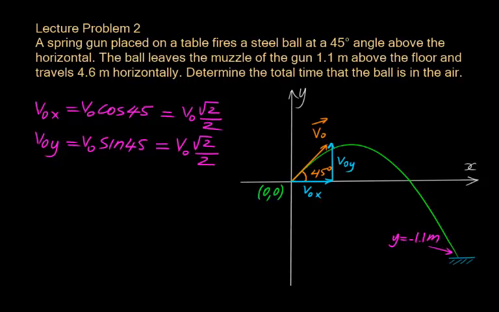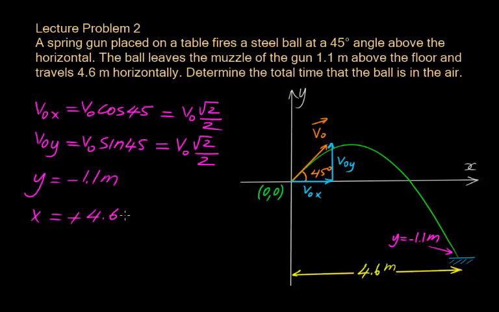According to the question also, the horizontal displacement of the ball is going to be 4.6 meters. Let's write down the displacement along y and the displacement along x right here. So y equals negative 1.1 meters, and the horizontal displacement x is going to equal positive 4.6 meters.